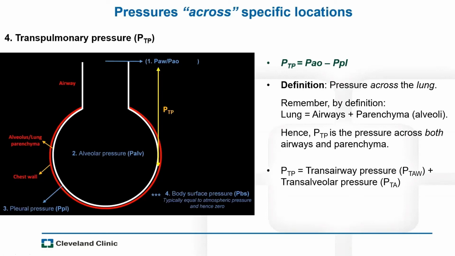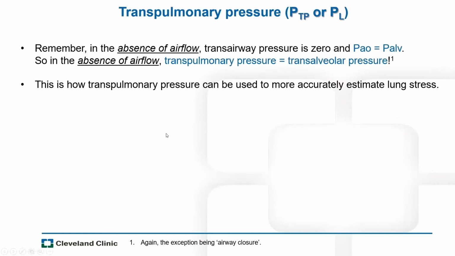This is important to mention because a lot of us kind of equate transpulmonary pressure to transalveolar pressure. And, strictly speaking, that's not true, and sometimes that causes confusion. So in the absence of airflow, like I already mentioned, the transairway pressure is 0. So in the absence of airflow, it is true to say that transpulmonary pressure is transalveolar pressure. And this is how we can use transpulmonary pressure to more accurately estimate lung stress.